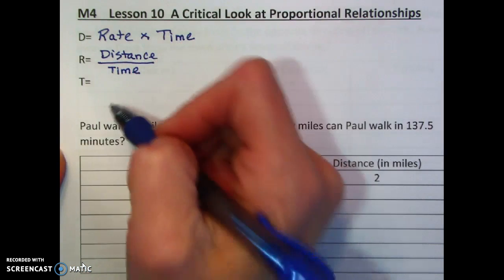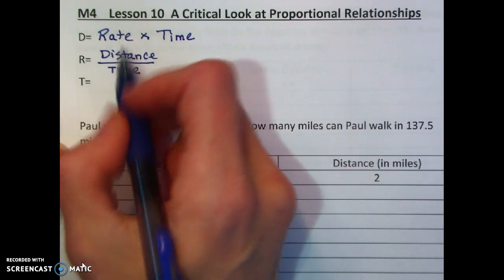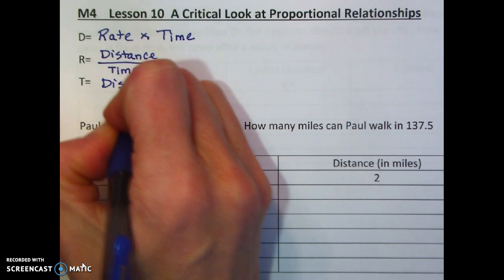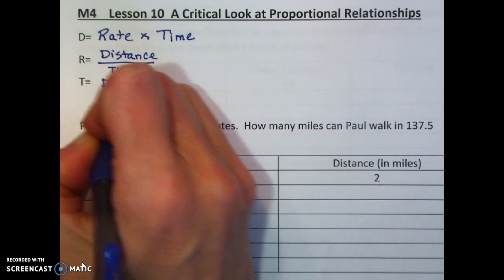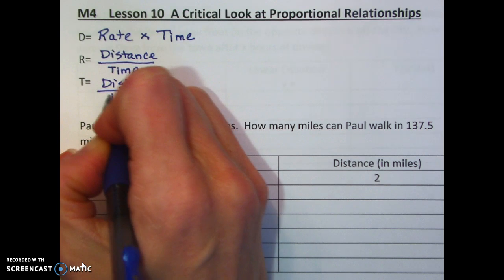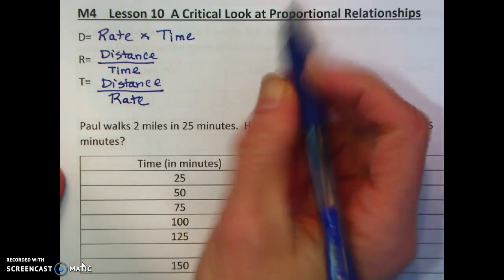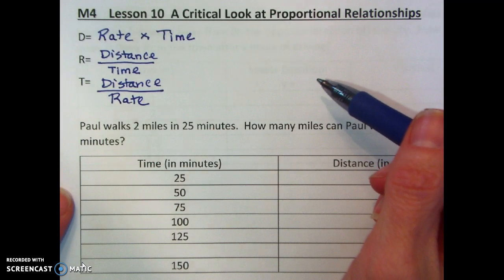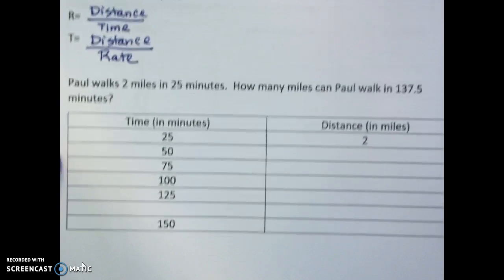And the final one, if you're trying to find time and you know the distance and the rate, you're going to take the distance and divide by rate. So those 3 formulas are formulas you're going to use throughout the remainder of this module. Okay, let's take a look at a couple examples.